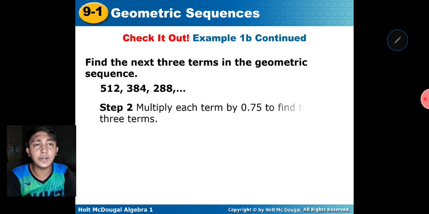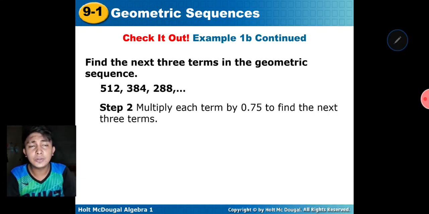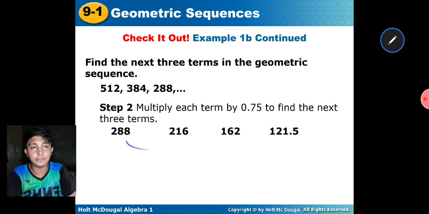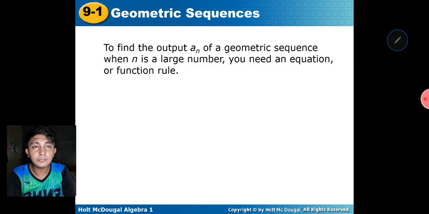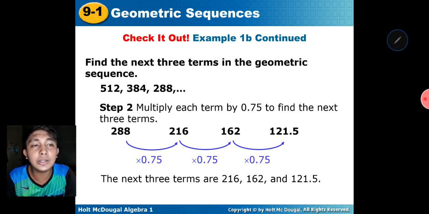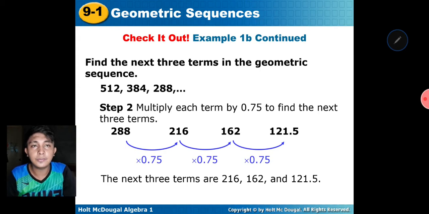So to find the next three terms, you multiply 0.75 to the term. 288 times 0.75, we have 216. 216 times 0.75, that is 162. And 162 times 0.75, that is 121.5. Okay, so the next three terms are 216, 162, and 121.5. Okay, kung mapapansin mo yung ating geometric sequence, kung pababa, the ratio is less than 1.